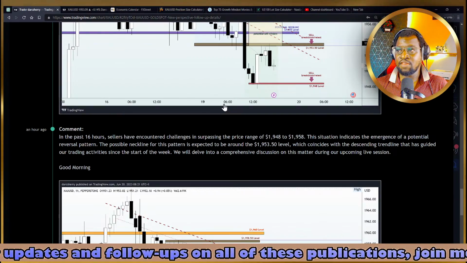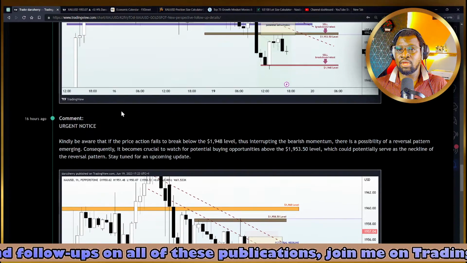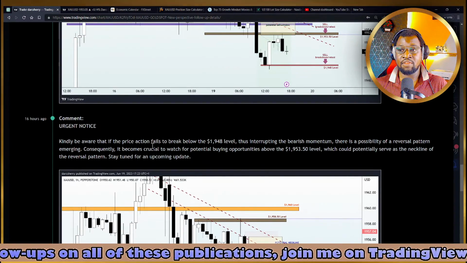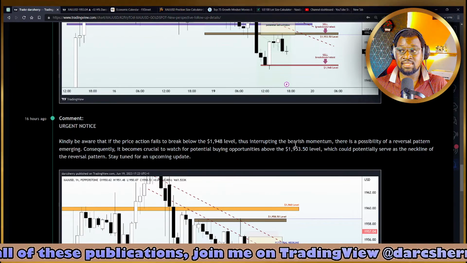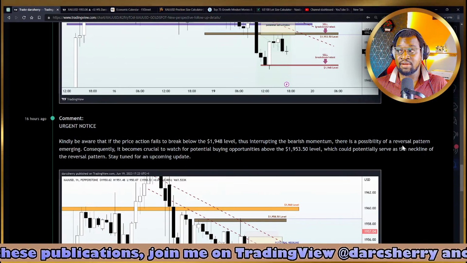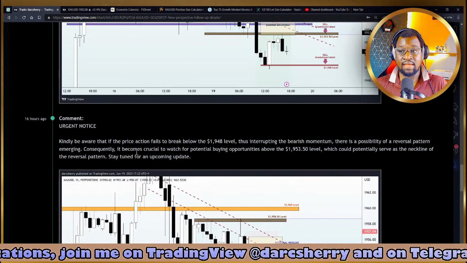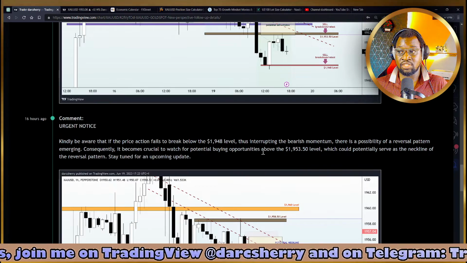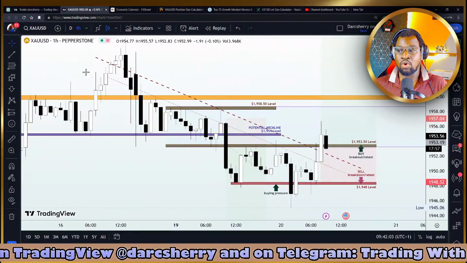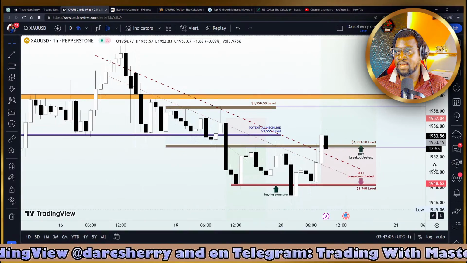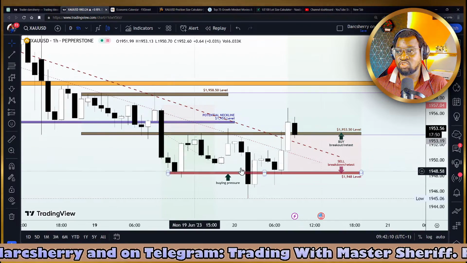week. Now, even before that one, I told you here that kindly be aware that if the price action fails to break below the 1,948, thus interrupting the bearish momentum, there is a possibility of a reversal pattern emerging. Consequently, it becomes crucial to watch for buying potential above the 1,953 level. Now, this is what I was trying to explain here yesterday. So you can see what has been going on here since yesterday's trading session.